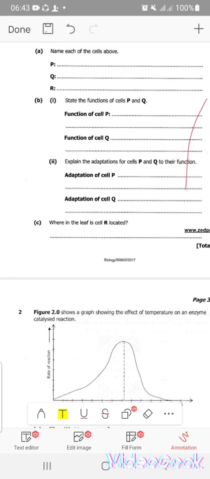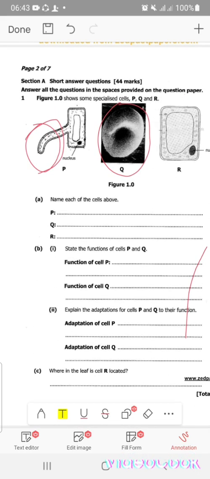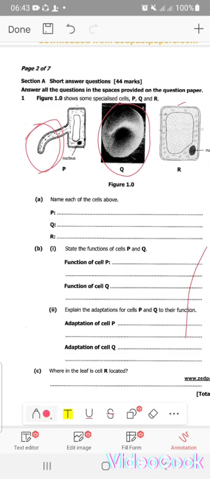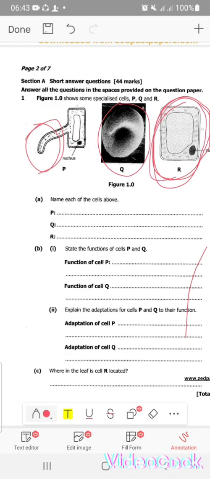C, where in the leaf is cell R located? Cell R, we said this is a palisade cell. The palisade cell is found in the upper epidermis, specifically the palisade tissue. But the specific location is the palisade tissue. Okay, that would be the correct answer there.